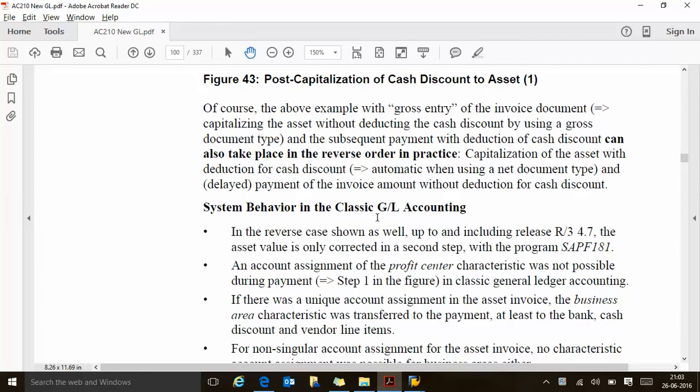So of course the example with the gross entry with the invoice document, but what happened is capitalization of the asset without deducting the cash discount by using the gross document type. And the subsequent payment with deduction of cash discount can also take place in the reverse order in practice. So when we book the invoice, it was 110,000, but then we have a cash discount, we make the payment, then the customer says, hey, we are giving a discount, you pay less. So now we pay 100,000, for example. Capitalization of the asset with deduction of cash discount. Now the asset is capitalized with the higher value and we pay less.